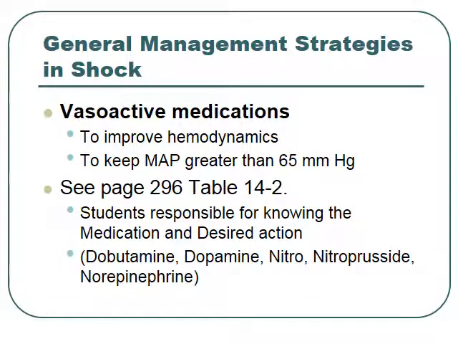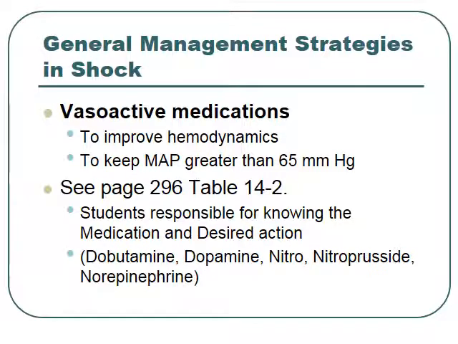Vasoactive medications that we may give, we would do that to improve our hemodynamics. Remember, we said that we want to keep our mean arterial pressure greater than 65, so we would use medications to do that if we needed to. That page 296, that table on there, will help you know the medications.